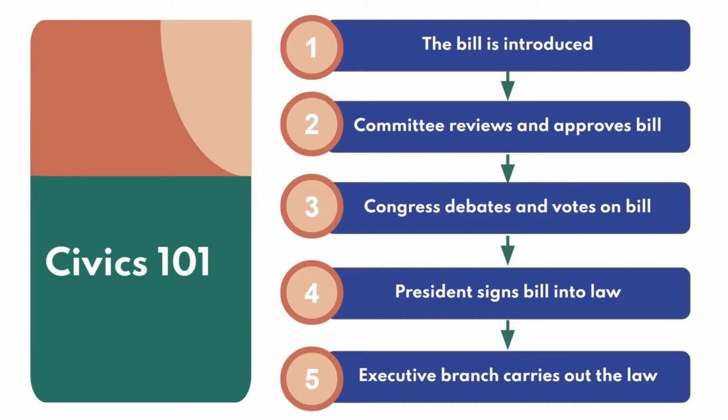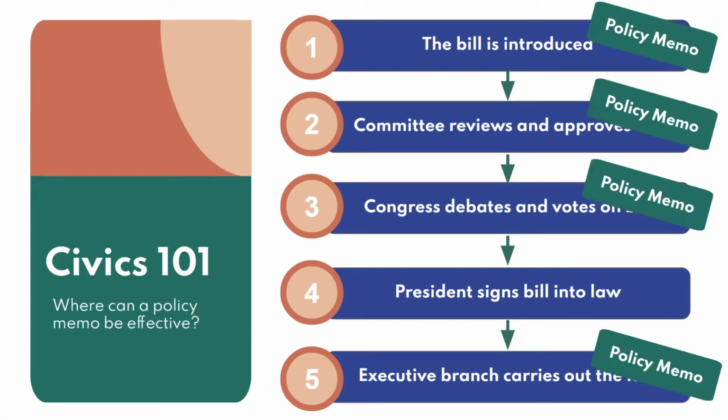And so where in all of this can a memo be directed? Now, if we slap a sticker on it, we can really write our policy memos to any number of these steps. You can convince your representatives to introduce legislation, or to vote yes or support a piece of legislation. You can also even write a policy memo to an agency in the executive branch to help them figure out how to enact and enforce the law. So there are a number of steps in this process, a number of places where your policy memo can be effective.